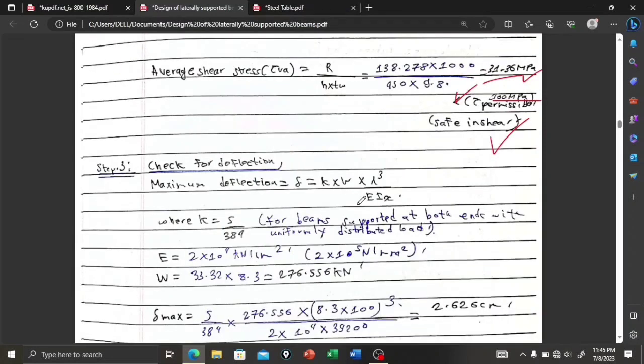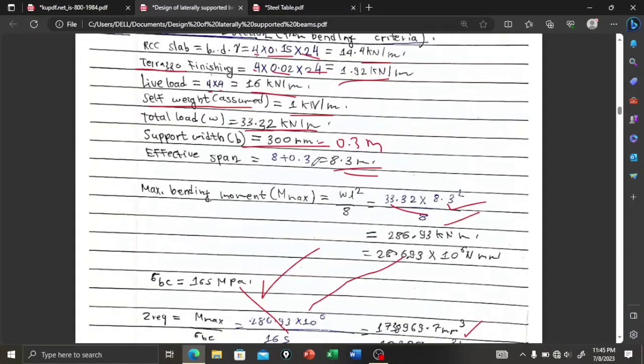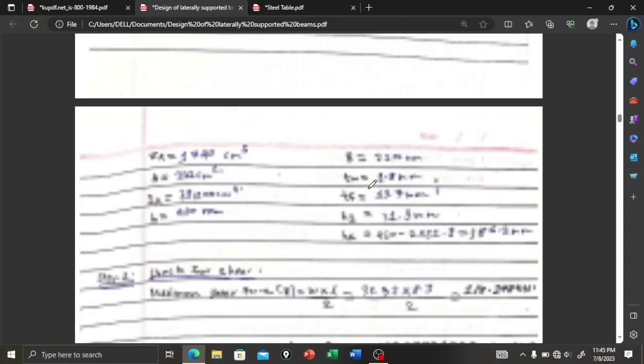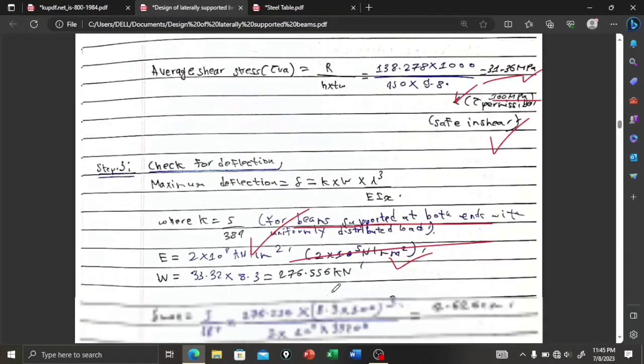Check in deflection. Delta is K into WL cube by EIx. For a beam supported at both ends with UDL, K is 5 by 384. So E is in kilonewton per centimeter square. It is 2 into 10 to the power 4 kilonewton per centimeter square. In megapascal or newton per mm square, it is 2 into 10 to the power 5 newton per mm square. W is 33.32 into length 8.3. So W is 276.556 kilonewton.